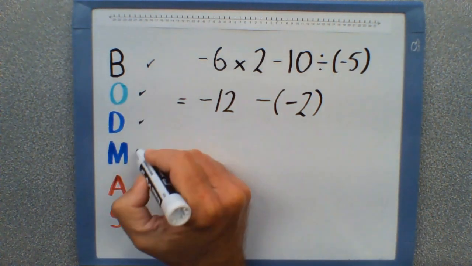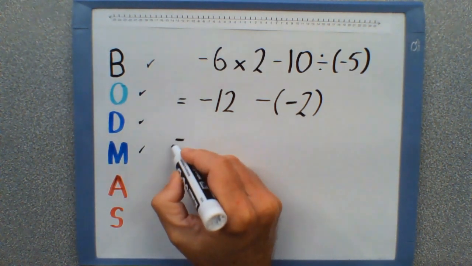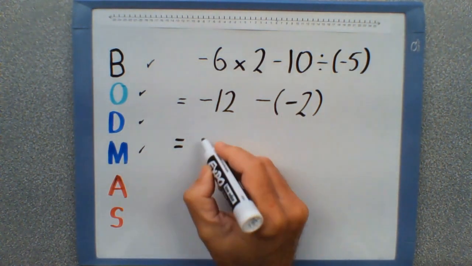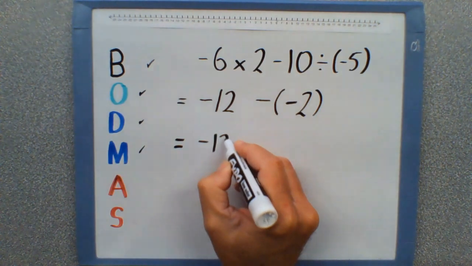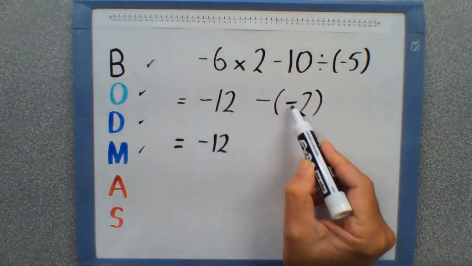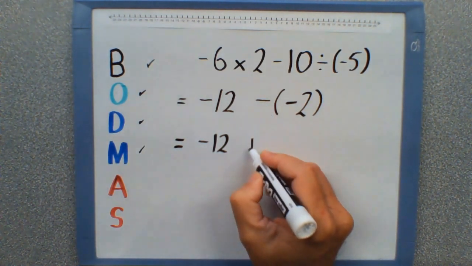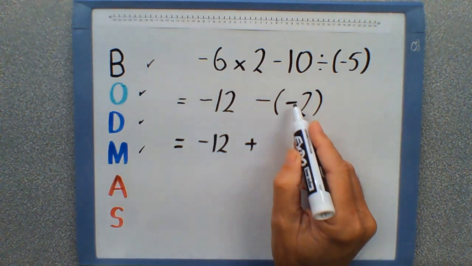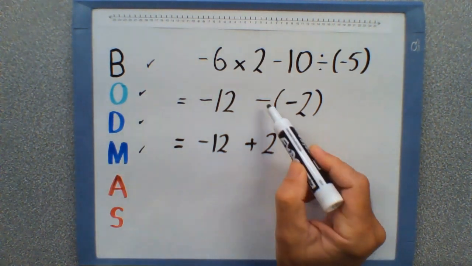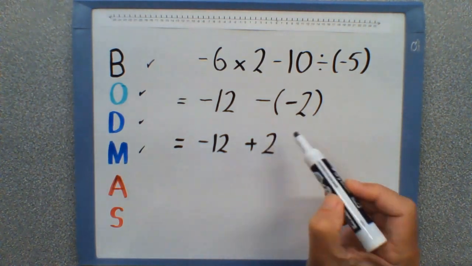Okay, now I've done those, but there's something here to just tidy up before I do my subtraction. I'm trying to take away a negative. So let's think about that for a moment. When I take away a negative, instead of taking away, I'm going to add the opposite. The opposite of -2 is 2. So to take away -2, I add the opposite, 2.